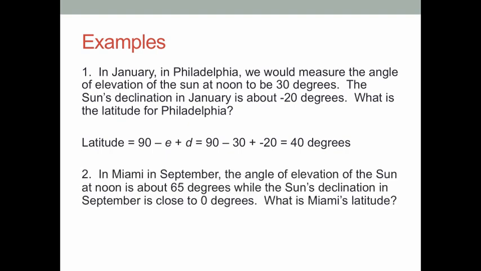Another example, in Miami in September. The angle of elevation of the sun at noon is about 65 degrees, so it reaches a height of 65 degrees at noon, the sun does, and in September you're close to the autumnal equinox, so you're pretty close to zero declination. So if you take zero declination, what is Miami's latitude? So the same formula, northern hemisphere, 90 minus angle of elevation plus declination, that's 90 minus 65, the angle of elevation, plus 0, the declination. 90 minus 65 gives me 25 degrees latitude for Miami.